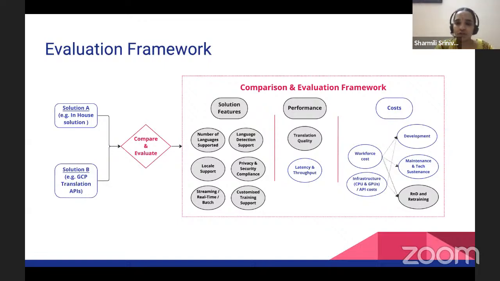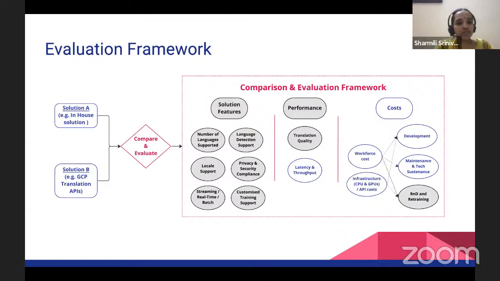There are two major costs. One is the workforce cost, and the other is the infrastructure cost, or in the case of a vendor, the API cost. Both costs are involved in three phases of any solution: the development phase, the maintenance and tech sustenance phase, and the R&D and retraining phase.